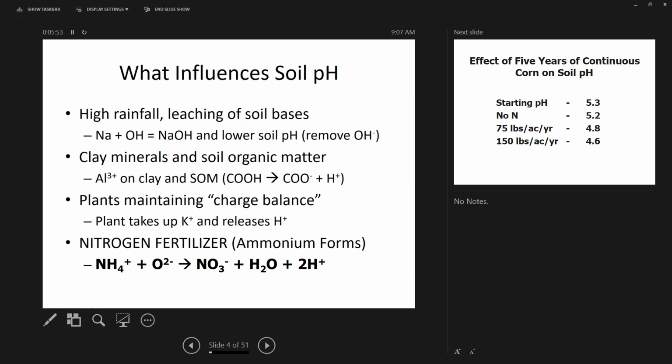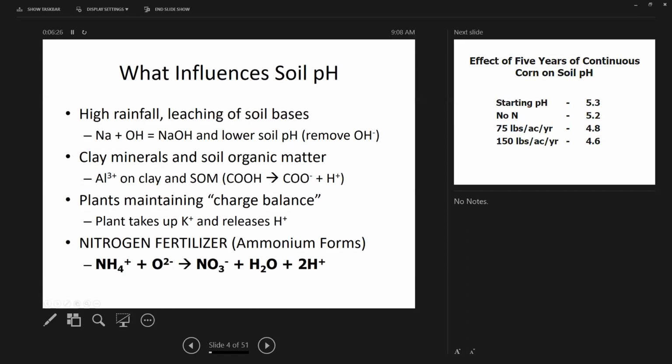So just that plant maintain its own internal charge balance. By far, the largest influence on soil pH in production ag is the use of nitrogen fertilizer, specifically forms of ammonium. That NH4+ is going to eventually convert to NO3-, so ammonium goes to nitrate. It's going to release water and 2 hydrogen atoms. So this is what we do more than anything.